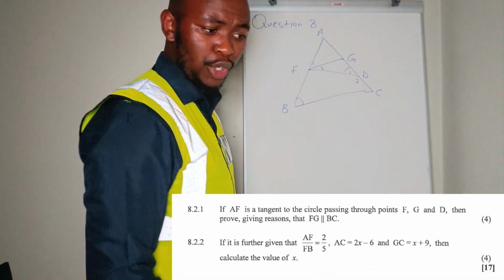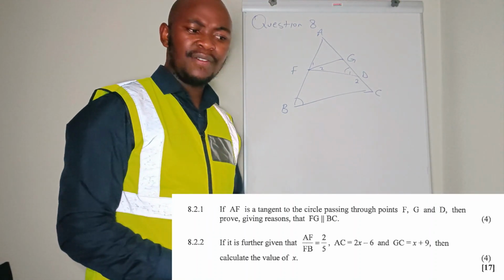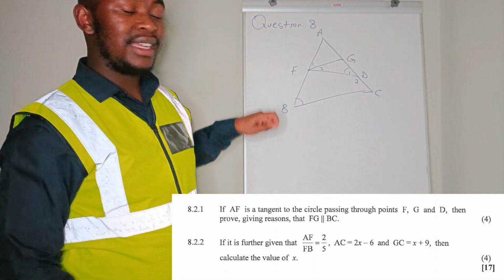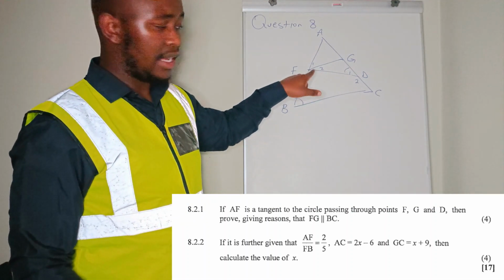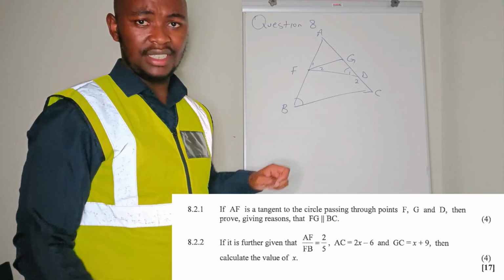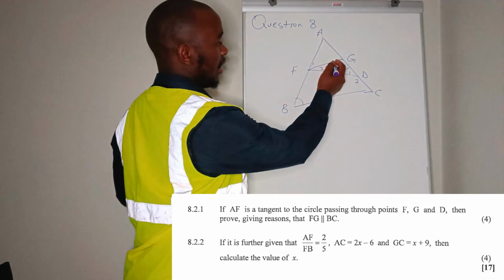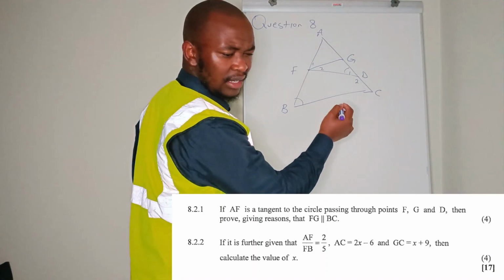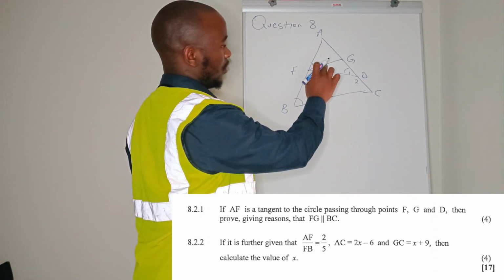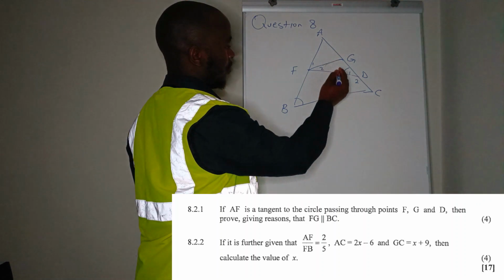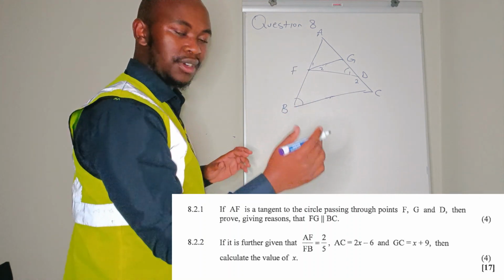So we go to 8.2.1. The first question is that if AF is a tangent to the circle passing through points F, G, D, then prove that FG is parallel to BC. So prove that this is parallel to this one. It's not yet parallel, so let's replace that. Okay, so just try to redraw this.